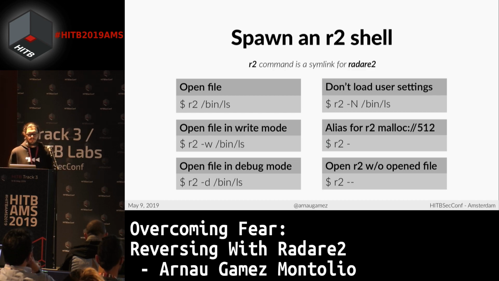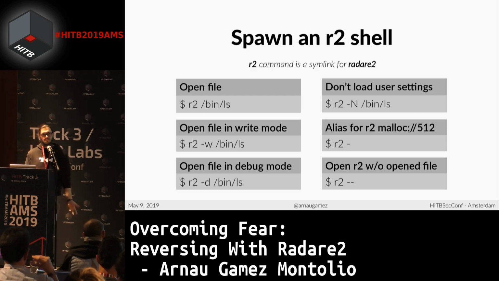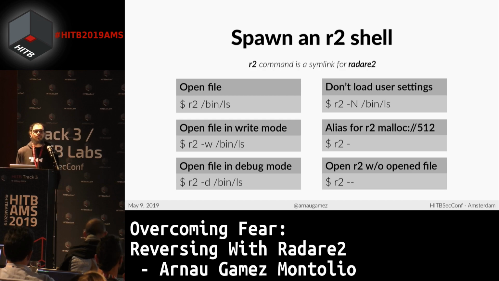So how to spawn a Radare2 shell? First of all, r2 is a symlink for radare2. You will usually see r2 when calling Radare2. Just a formalism, but just in case. To open a file, just r2 and the path of the file. Then this won't open in write mode, which means that we won't be permitted to write in the file. To do this, we will have to open it with the write flag, which is -w.